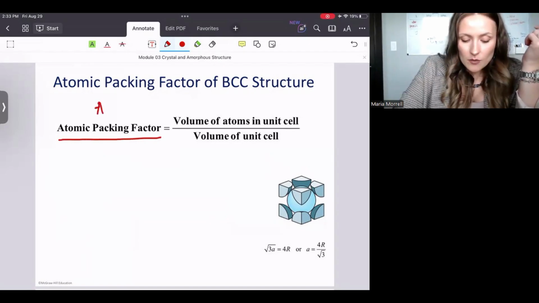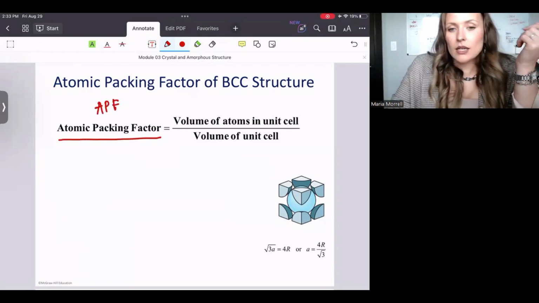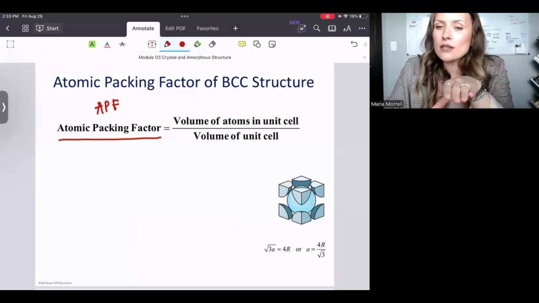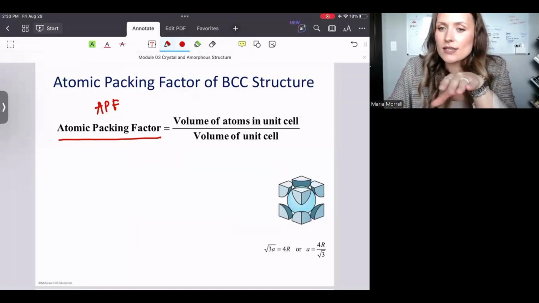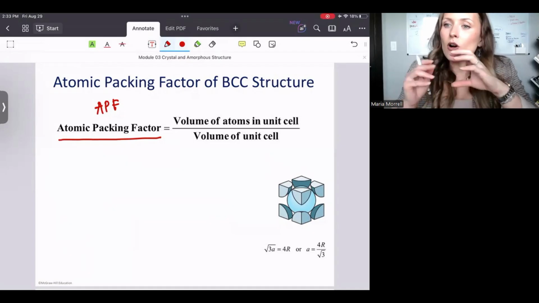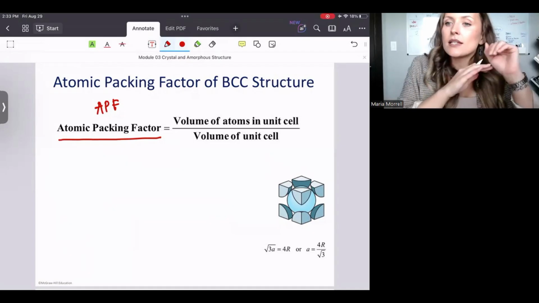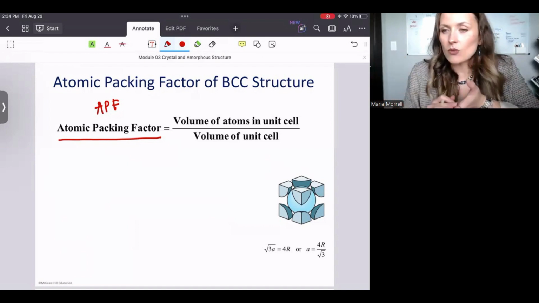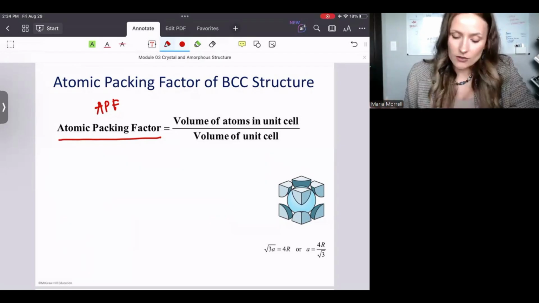So APF. Now, once again, atomic packing factor, we usually measure it in percentage. And if you look at the equation, it says that it's a volume of atoms, right? So it's the volume that is occupied by atoms divided by the entire available volume, right? And that's how we say it, atomic packing factor, right?